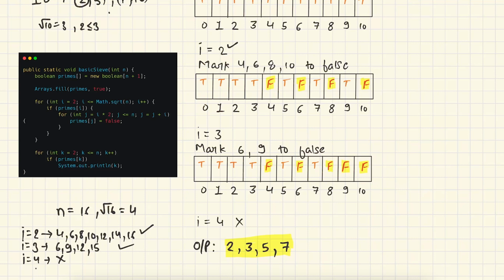Now when i becomes 4, we are not going to enter this if statement. Why? Because if we check whether 4 is prime or not, it gives false. Why does it give false? Because 4 has a smaller factor, and 4 has already been marked as false when we were traversing for 2, right? See here. So that's why we are not going to enter for 4. Basically we enter this if statement only if the number is prime, because if the number is not prime, then obviously its smallest factor has already marked it as false.